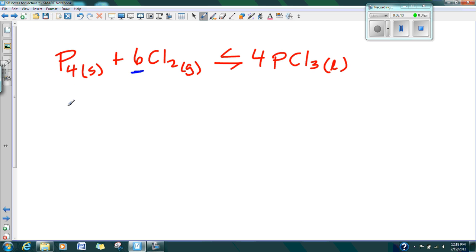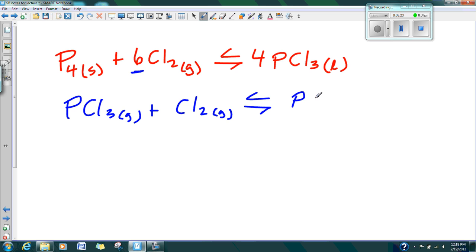For equation number 2, they have phosphorus trichloride in the gaseous phase, 1 mole of chlorine gas in the gaseous phase, and 1 mole of phosphorus pentachloride, which is also in the gaseous phase. So again, we are going to be decreasing our volume. So let's take a look at the number of moles. I have 2 moles in the gaseous phase on the left and 1 mole in the gaseous phase on the right. So 2 to 1 in terms of the number of moles. I have more on the left-hand side, so this is going to shift to the right to reestablish equilibrium if I decrease the volume.